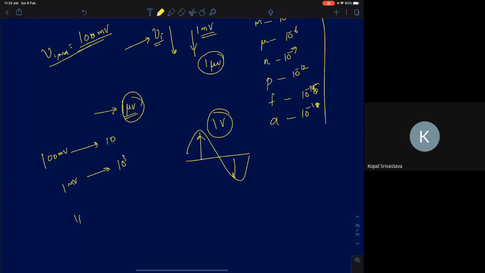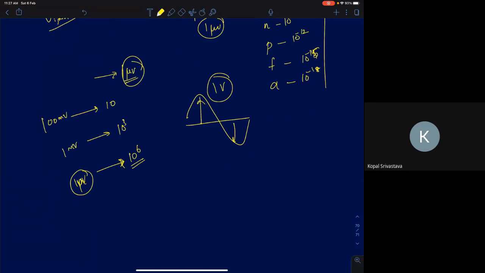If I apply 1 microvolt, then you will generally know what is the level of voltages that you will receive. From that, you can predict what is the amplification necessary. You can roughly guess what will be the amplification factor you will need. So I'll need 10 power 6, okay?